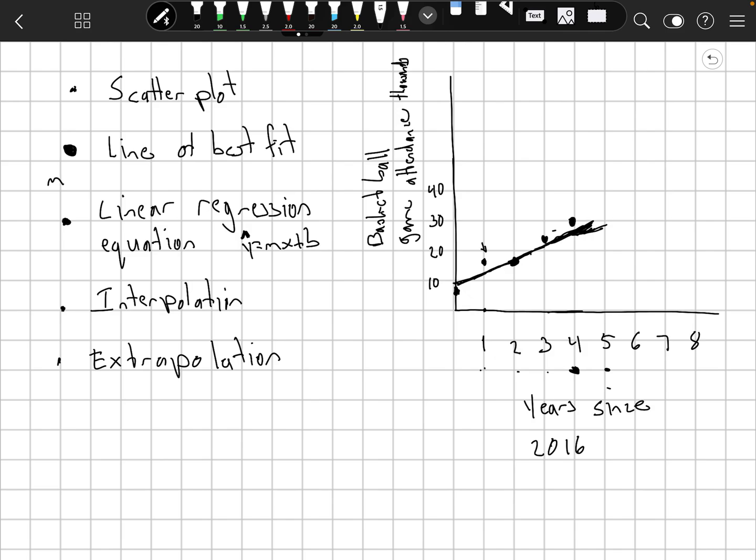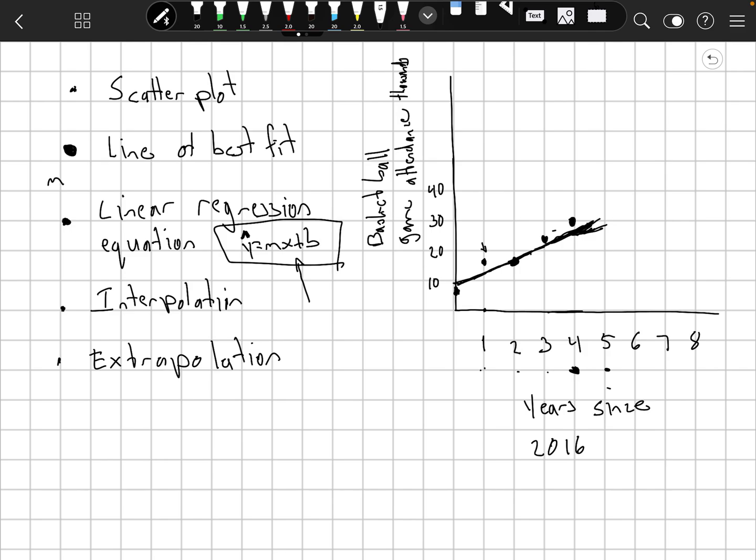Okay, so what good is all of this? Well, if you have an equation, you can plug in a value for x into that equation, multiply it by the slope, and then add the y-intercept, and you can come up with an estimate. And that's kind of a nice thing. Your estimates will be a little bit off, but at least you'll have some kind of an estimate.